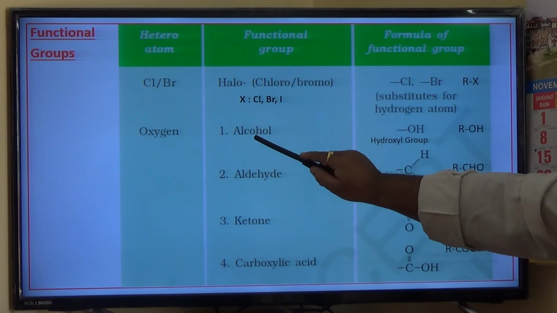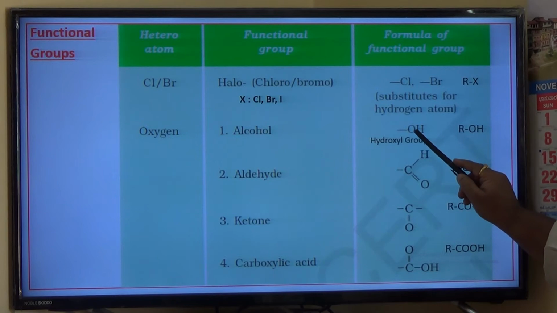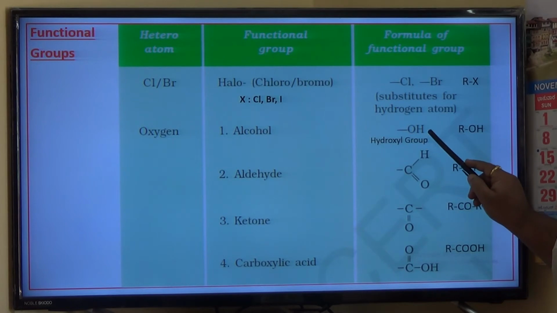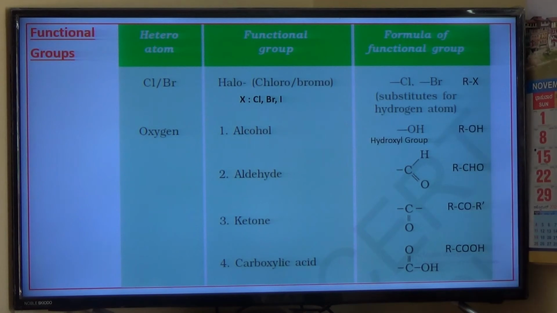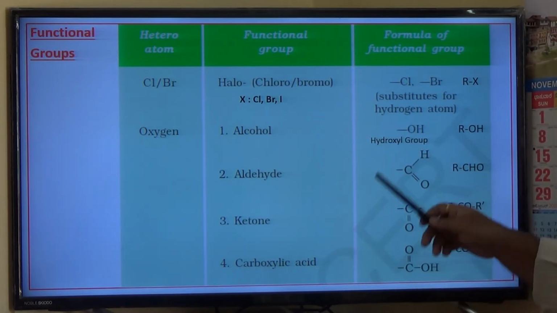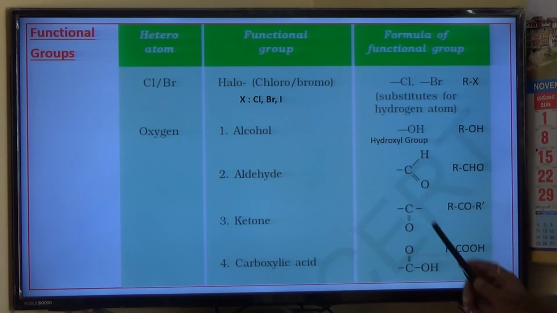Functional group alcohol. The representation formula of the functional group is bond OH, and bond OH is attached to a carbon atom in a chain by removing one hydrogen atom. So in that case, the general formula becomes ROH. R becomes an alkyl group here, and this OH is also called hydroxyl group. Hydroxide ion is different, but hydroxyl group is different. So if you find OH in your carbon chain, it is likely to be an alcohol group. For example, CH3OH, CH3CH2OH, something like that.